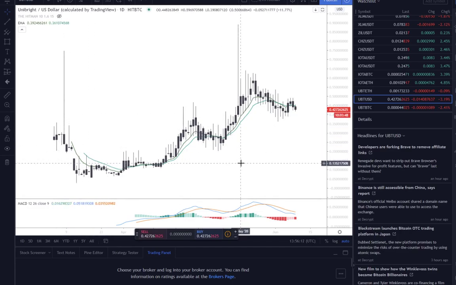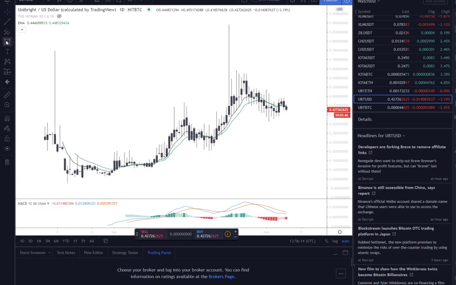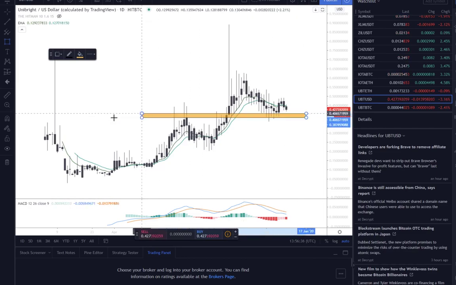But what I want to do is draw some key levels on here and have a look at where we could potentially buy in and where we could potentially go in the future. As I say, we don't have much data on here. It has been around since 2018, but people have only started realizing about it recently. So let's just try and see if we can get some key levels in here. That does look like a little bit of a key level there.